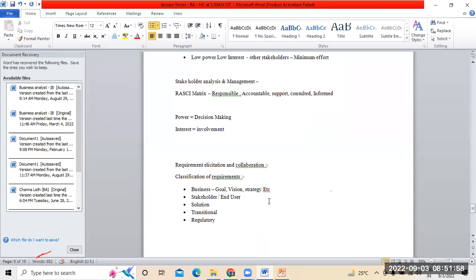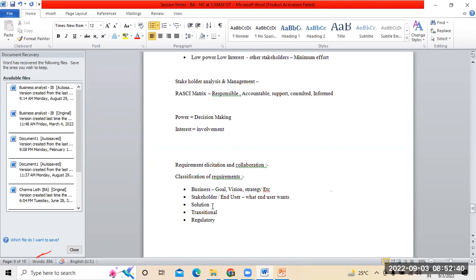Second, stakeholder or end user requirements. What does the end user want? This is what stakeholder or end user requirements generally are. Who are our stakeholders? Anyway, we have identified the stakeholders. Whoever we have identified, we must know what their requirements are, what they are expecting. In order to know that, stakeholder or end user requirements come into the picture.